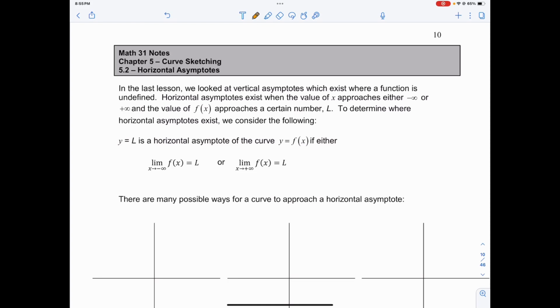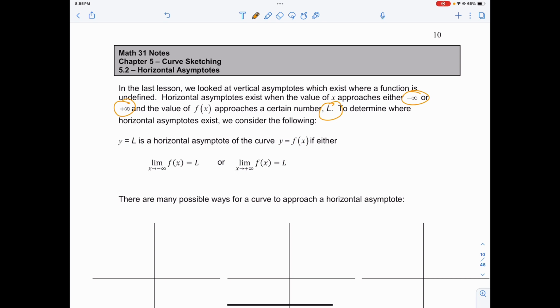Okay, in the last lesson, we took a look at vertical asymptotes. For this lesson, we're going to look at horizontal asymptotes. Horizontal asymptotes exist when the value of x approaches either negative infinity or positive infinity, and the value of f of x approaches a certain value, which we're just going to call capital L. To determine where a horizontal asymptote exists, we consider the following.